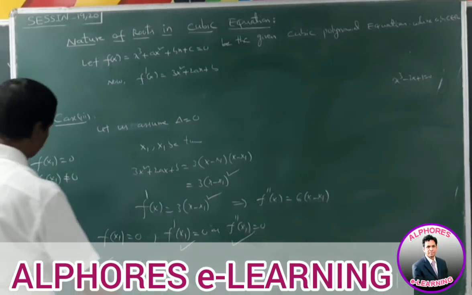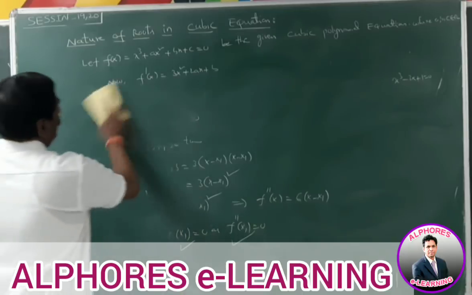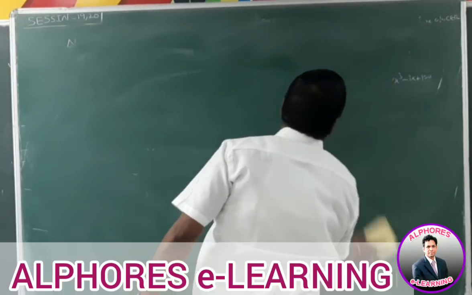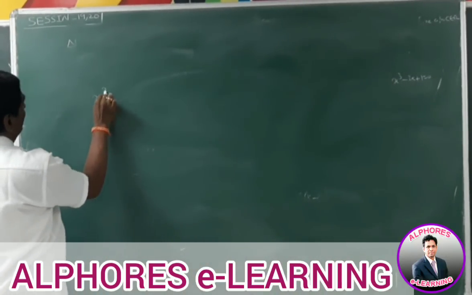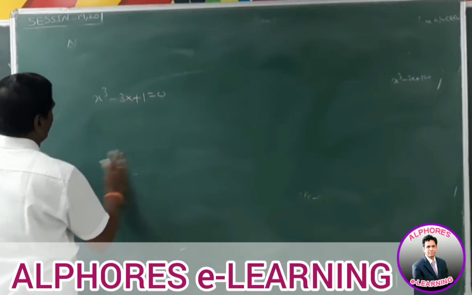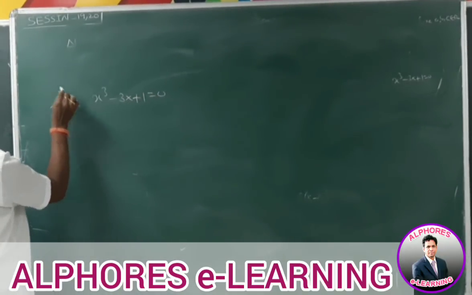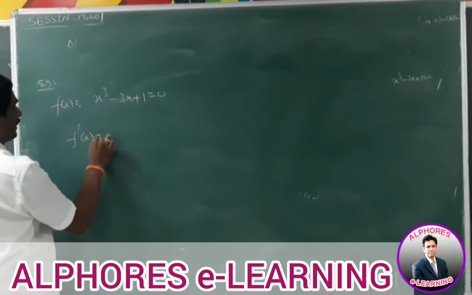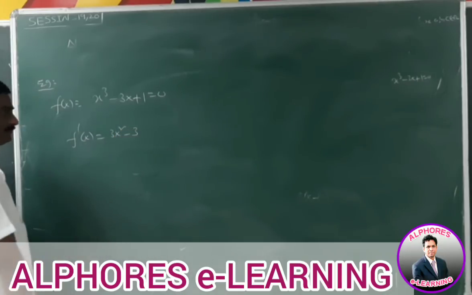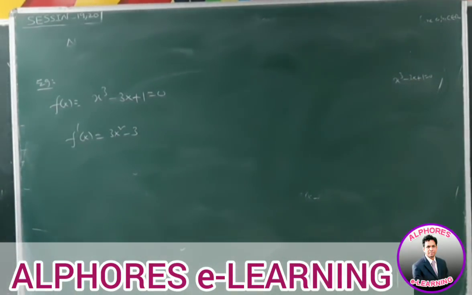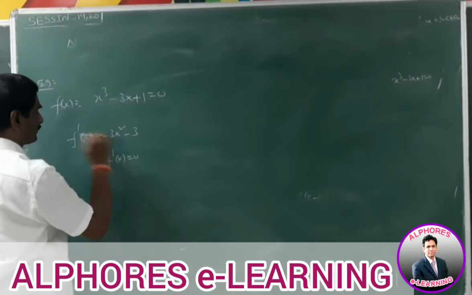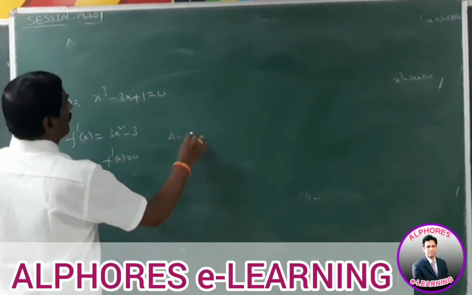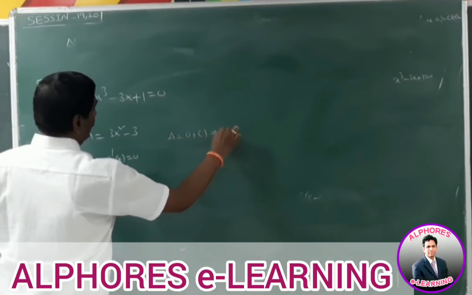Next, one example. Find the nature of the roots of the cubic equation x cube minus 3x plus 1 is equal to 0. Say this value is f of x. First we find f dash x. What is the value of f dash x? 3x square minus 3. For getting stationary values, f dash x is equal to 0. Here delta means b square minus 4ac. B square means 0, minus 4ac means positive. Delta greater than 0. That means we get 2 solutions.